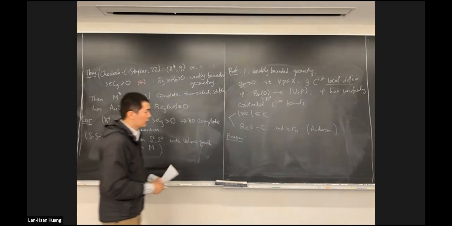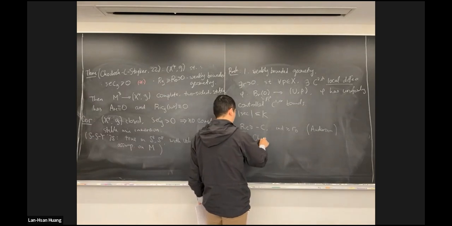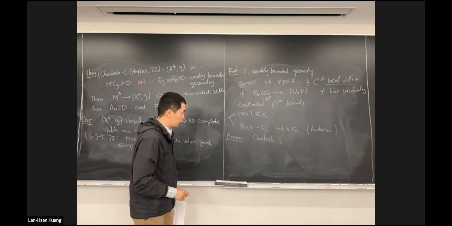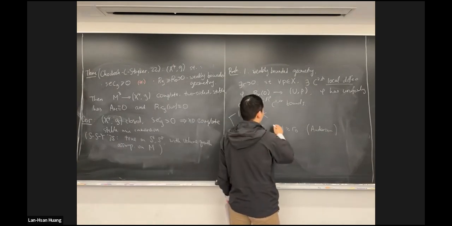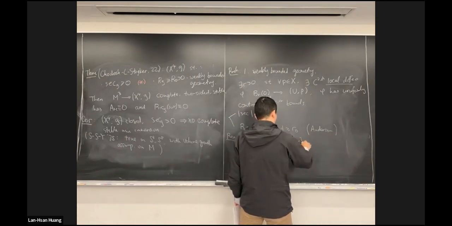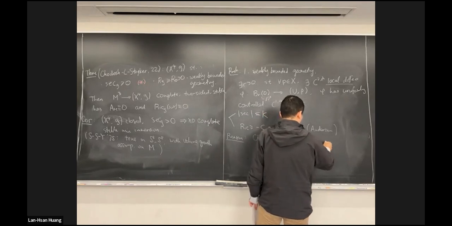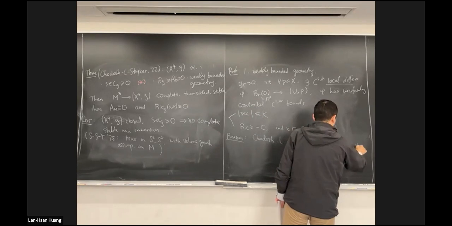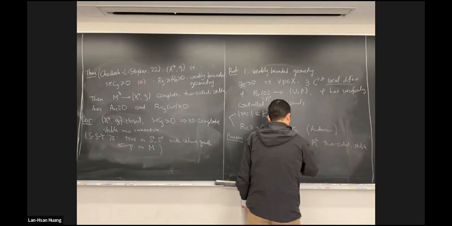Okay, so the reason is that last year, Otis and I proved the stable Bernstein theorem in R^4, so M^3 embedded in R^4, let's say two-sided stable, means that M is flat.